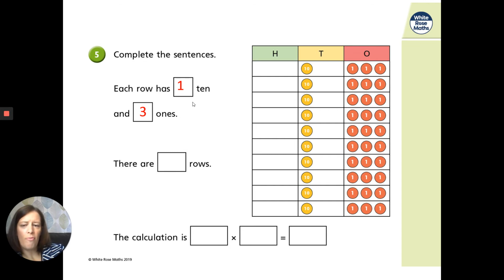And there are how many rows? Let's count them. 1, 2, 3, 4, 5, 6, 7, 8, 9, 10. There are 10 rows. What will that multiplication calculation be? Okay, well done. It would be 13 in each row, 10 times, because there's 10 rows. 13 multiplied by 10 will be 130.